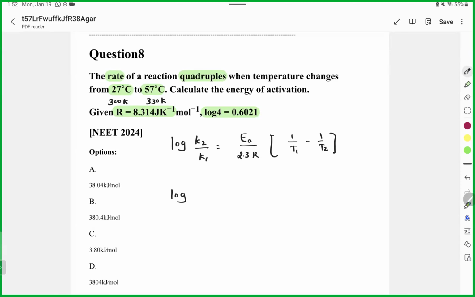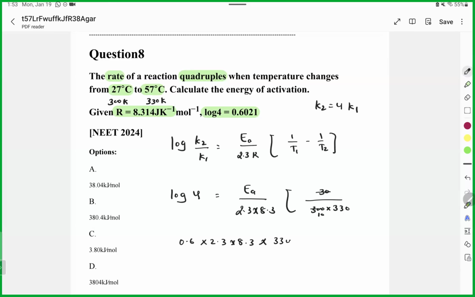It is saying rate is quadruple. Quadruple means K2 value is 4 times of K1 value. You take LCM, L1, L2, 300, 330. 330 minus 300 will be 30. It will be 10. Log 2 value is 0.6. This is your answer.